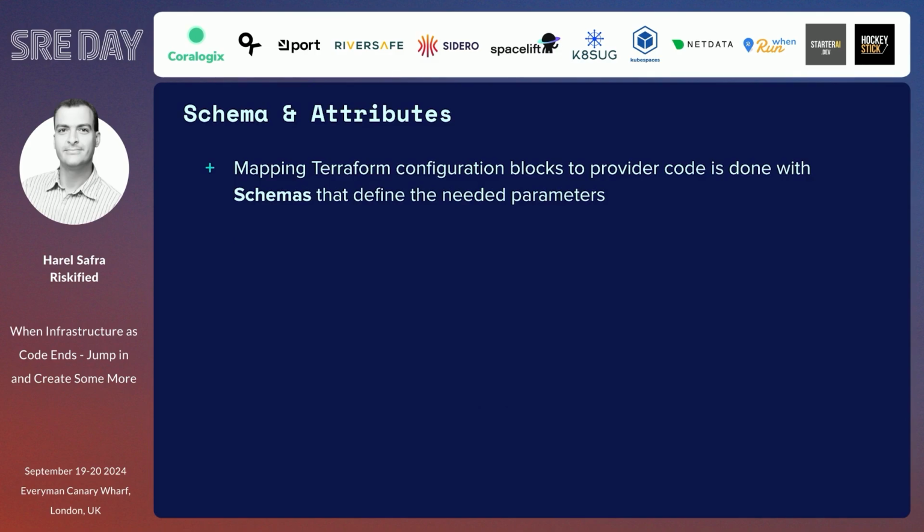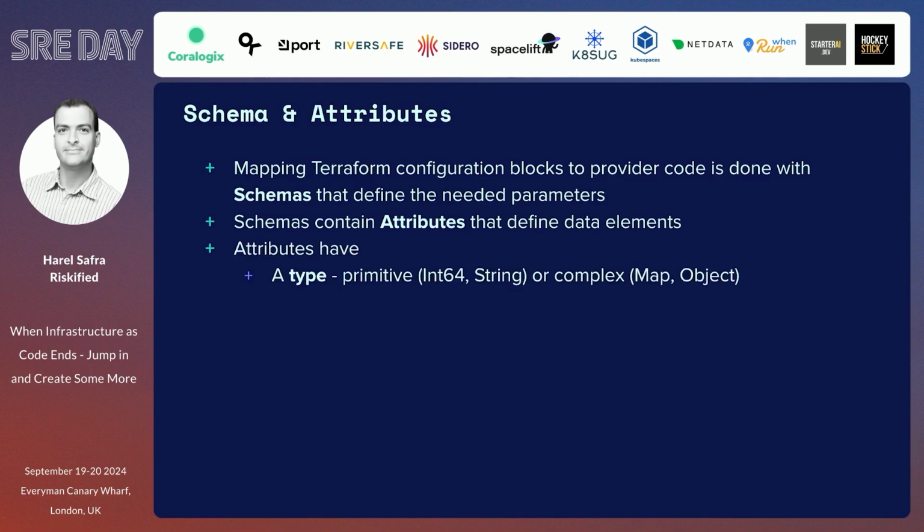Schemas and attributes map between configuration blocks that we saw earlier, resource file lines, back into the arguments that the API needs in order to operate. So these schemas will define how a resource looks, what attributes it has, and what it doesn't have. Schemas contain attributes, and each attribute defines a data element that has a type. It could be a primitive type, int, string, or a few others. And it can be a complex type.